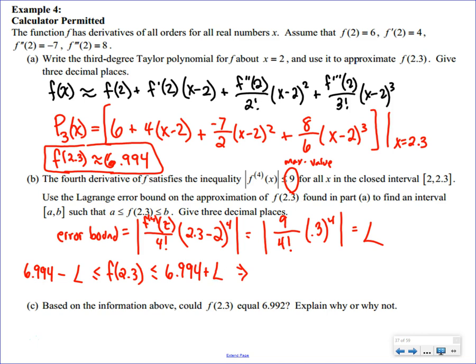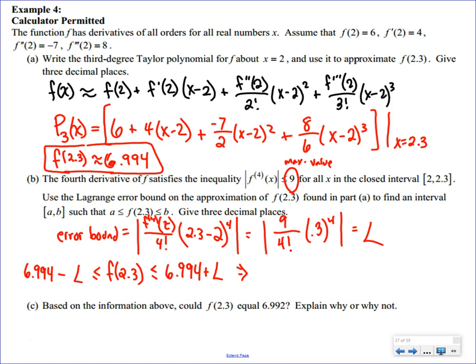I was lazy. You can be lazy on an FRQ too, right? It's negative 6.994 plus. But pause. Does it make sense? Okay, now hold on. I was trying to shortcut the math. What was I shortcutting? Oh, just right here. F of 2.3. How do we find error? F minus the approximation. So how do I solve for the f? Add. I was right. F of 2.3 minus P sub 3 of 2.3, right?